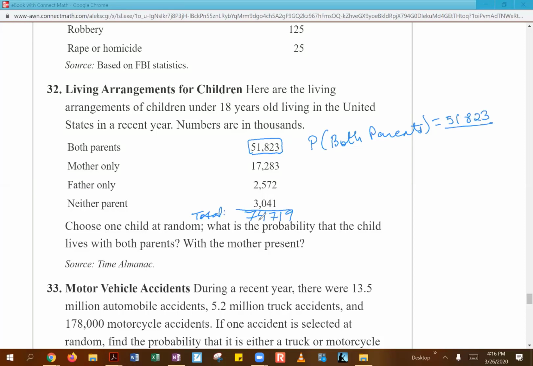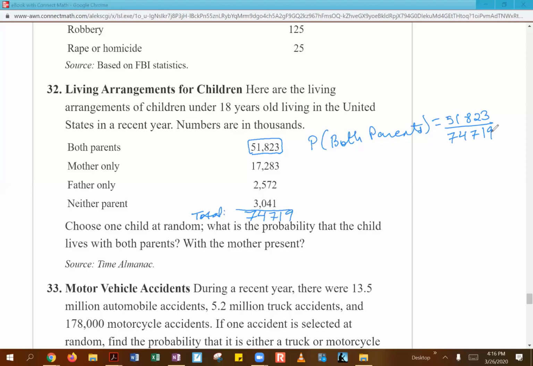51,823, and you can see I've already calculated the total for all four of these numbers. So that adds up to 74,719. So let's see if we can get an answer here. So let's see, 51,823 divided by 74,719.